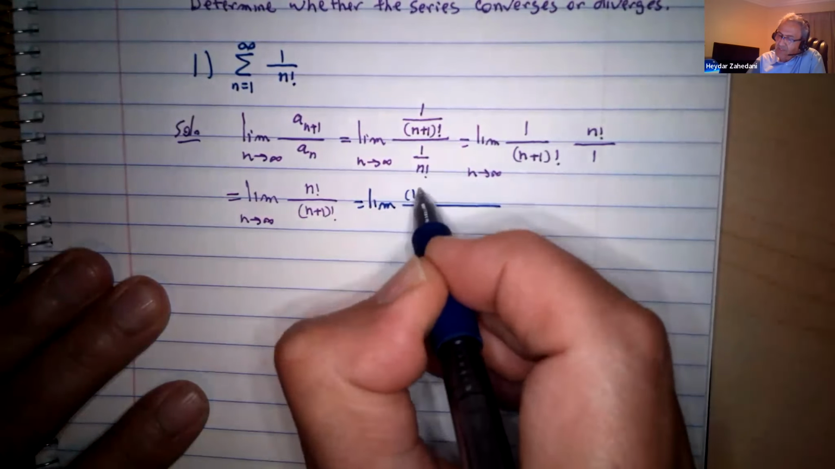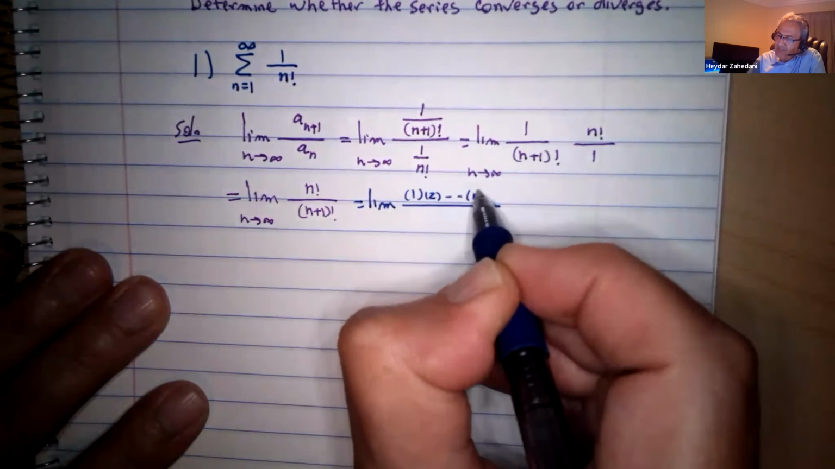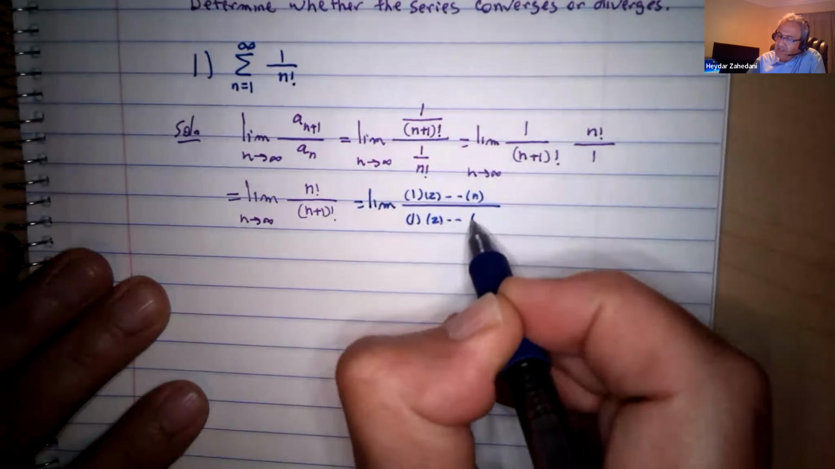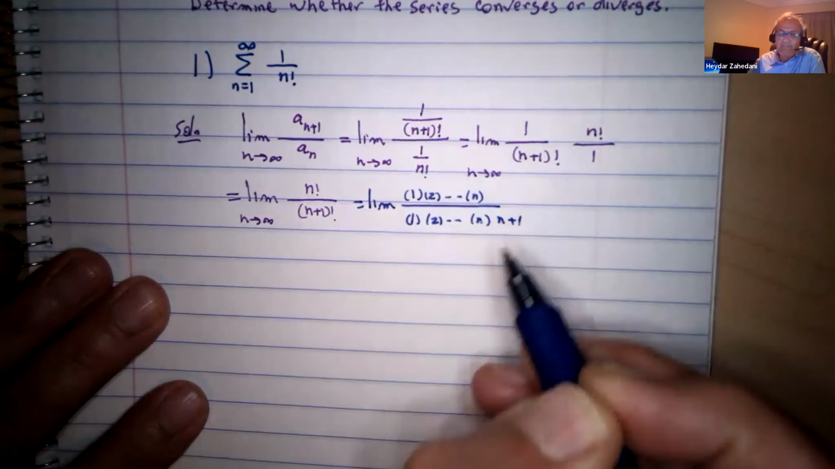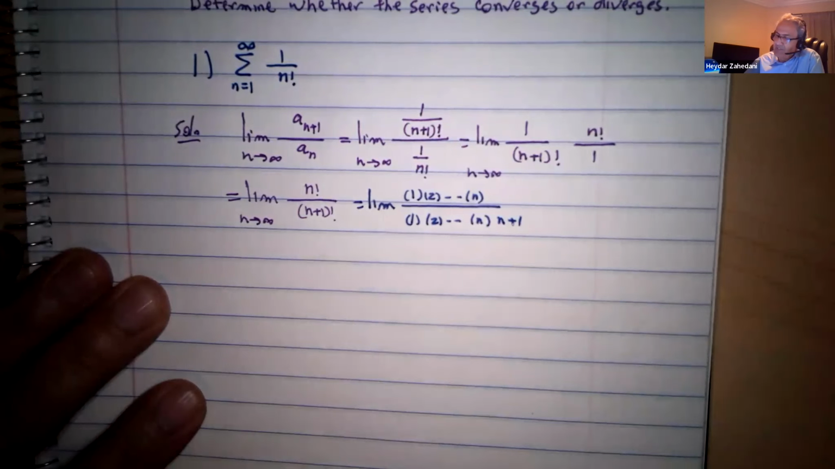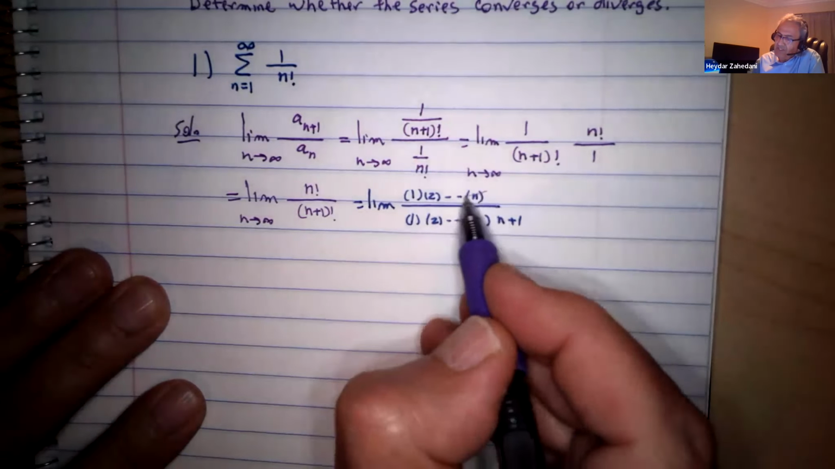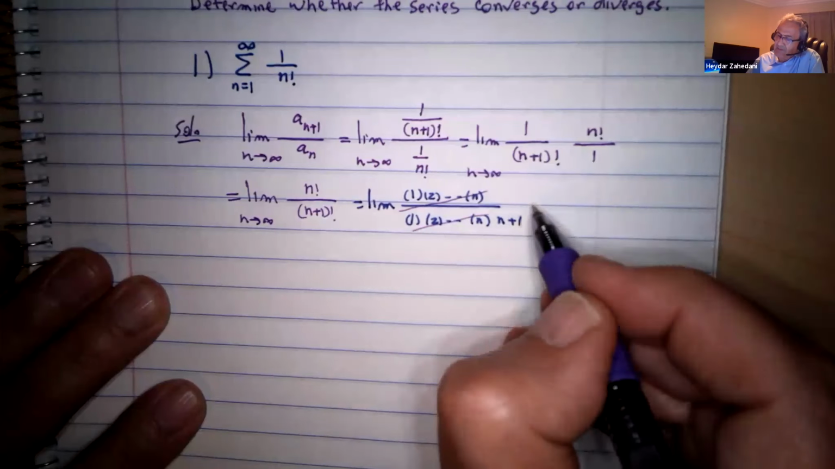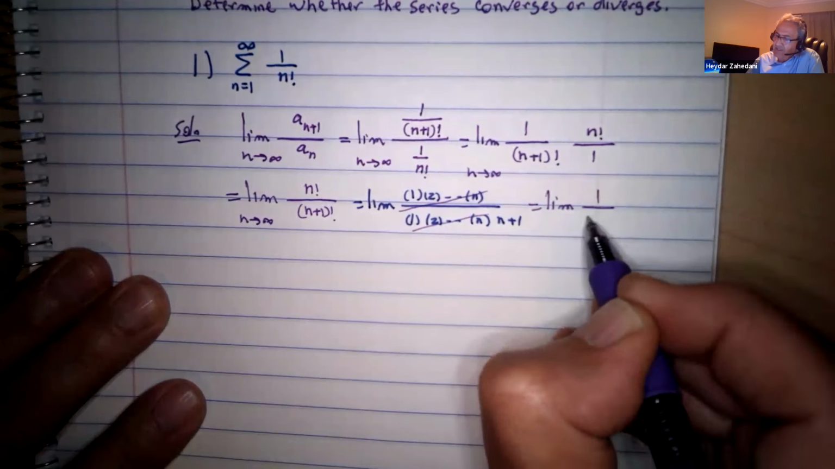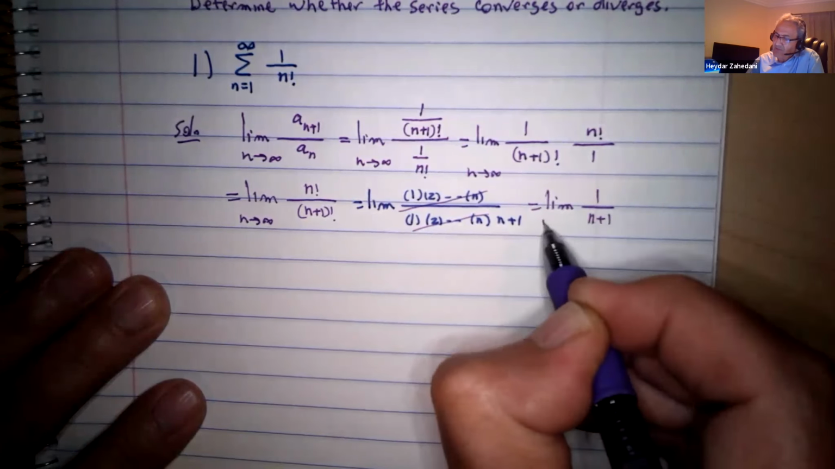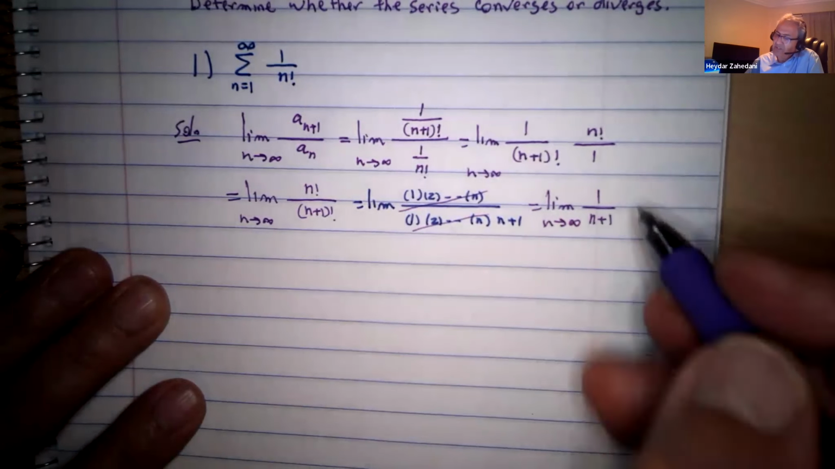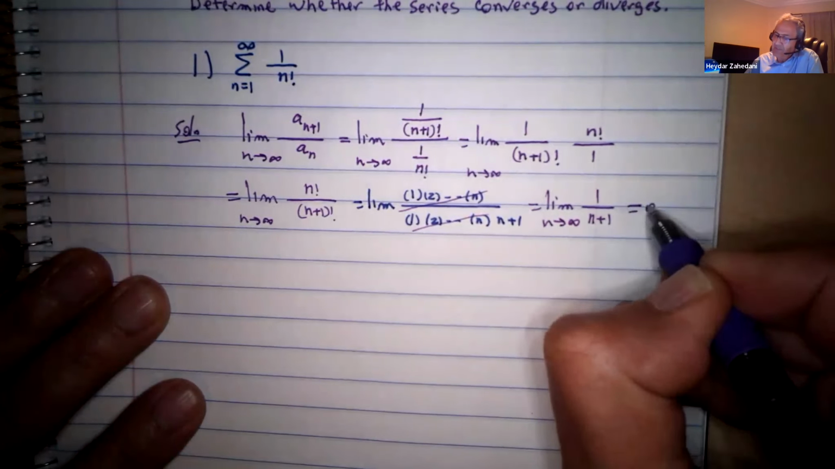On the top you get 1 times 2 times 3 up to n. But this is (n plus 1) factorial, so we get up to n, then n plus 1. Or simply, this is n factorial times (n plus 1). Now these would all cancel out. So you end up with the limit of, on the top you get 1, on the bottom you get n plus 1, as n goes to infinity. You know that the degree of the bottom is higher, so this is a pizza problem, and that would be 0.